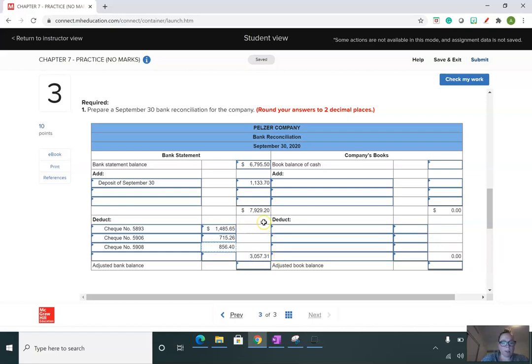So now what we do is we take our bank statement balance, add the deposits in transit, subtract the checks that are still outstanding, and then you'll get your adjusted bank balance. And so that's 4871.89. So by the time I do the adjustments from my books, it should equal 4871.89, and this is the amount that's going to show up as cash on the balance sheet.